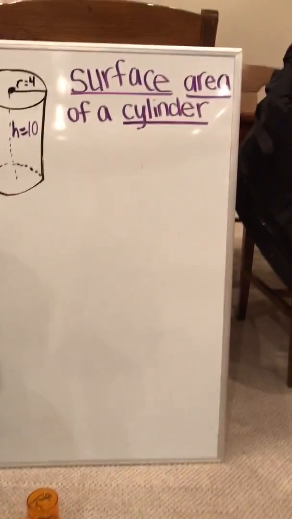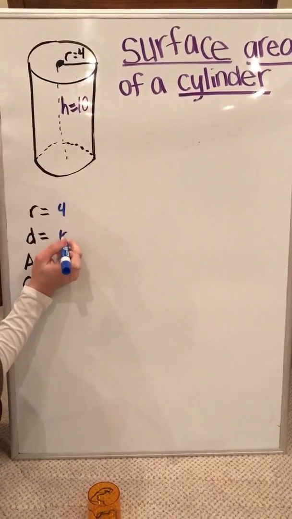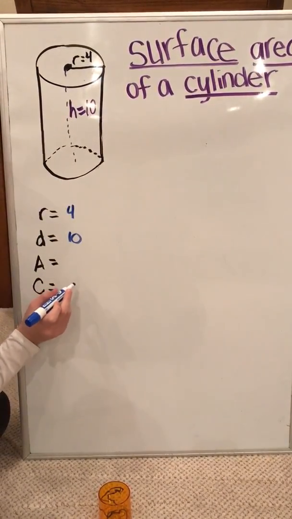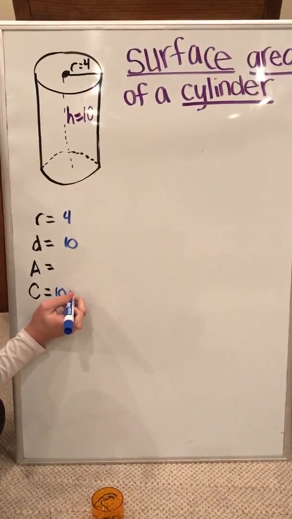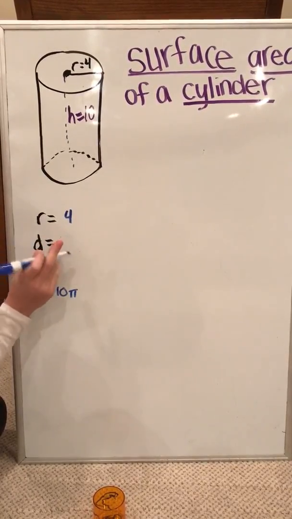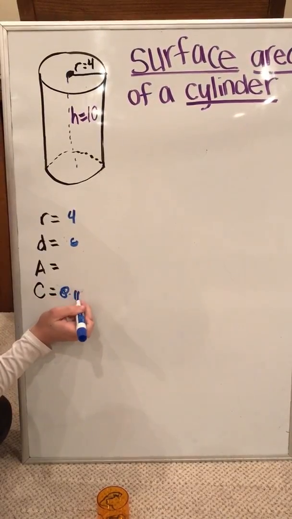Yes. Great. So the radius is 4, the diameter is 8, the area we don't know, and the circumference is 8 pi.